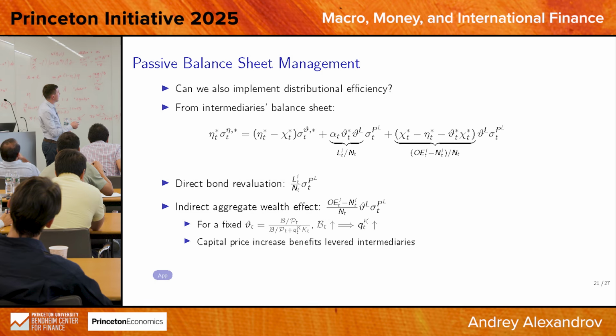So everything that is star is the optimal thing. It's what comes from the planner. Sorry, I should have mentioned it.